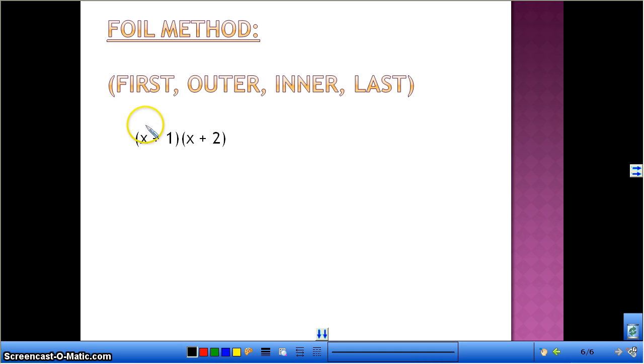Okay, when we say first, we're talking about multiplying the first terms in each binomial. So the first term in this binomial is x. The first term in this binomial is also x. So I'm gonna multiply x times x. Okay, x times x gives me x squared. Okay, then I'm going to multiply the outer terms. So I have an x on the outside of this binomial and a 2 on the outside here. 2 times x, or x times 2, gives me positive 2x.